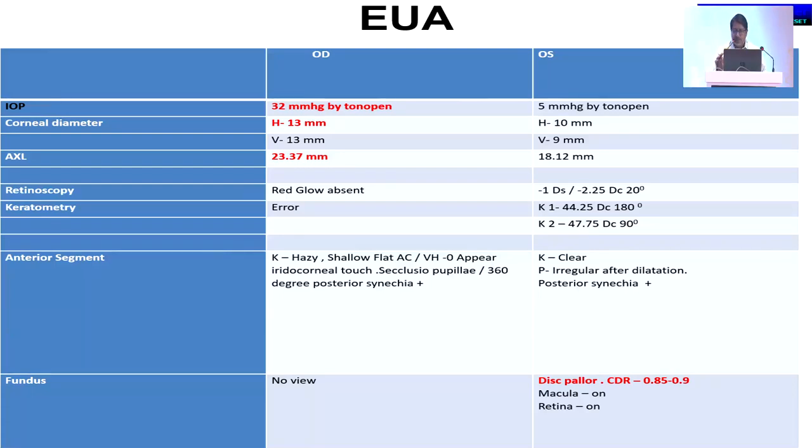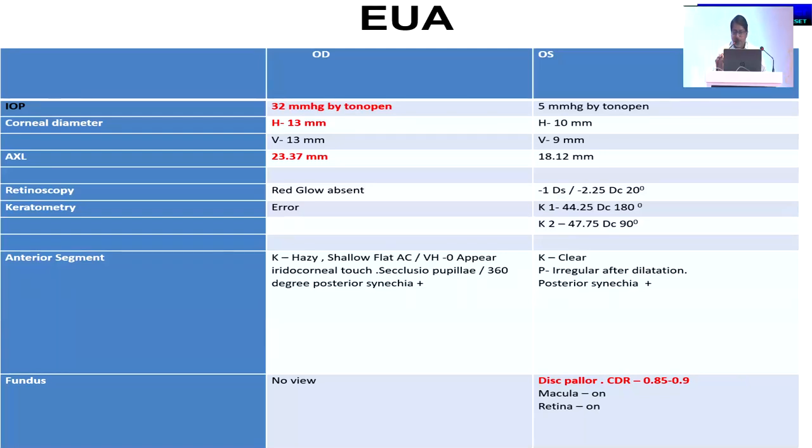Corneal diameter was horizontal and vertical 13 mm in the right eye; in the left eye horizontal 10 mm and vertical 9 mm. Axial length was 23.37 mm in the right eye and 18.12 mm in the left eye. Retinoscopy: right eye red glow absent, left eye -1 diopter spherical and -2.25 cylinder at 20 degrees. Keratometry: right eye error, left eye with-the-rule astigmatism noted.